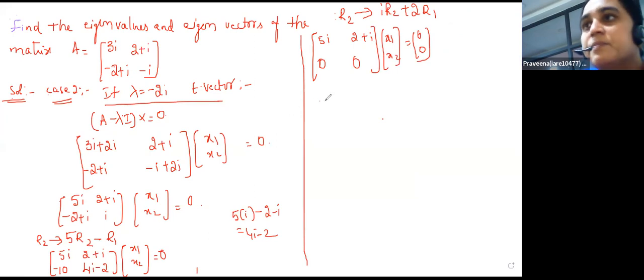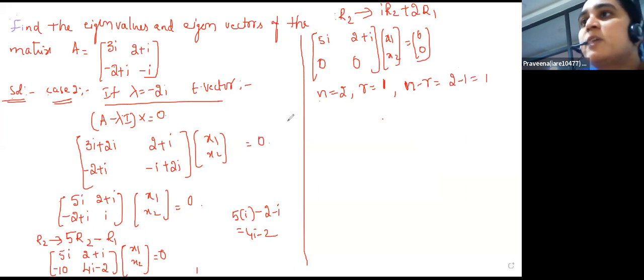Next, here n is 2 and r, the number of non-zero rows, is 1. Then n minus r is equal to 2 minus 1, which is 1. Let us take one variable as an arbitrary constant. Then write down the equation for that.